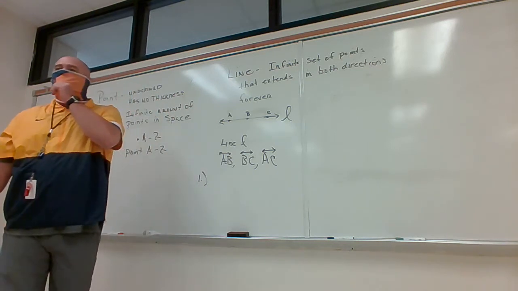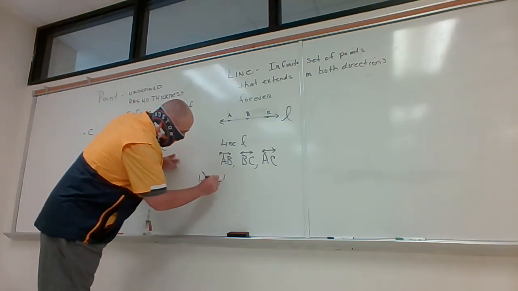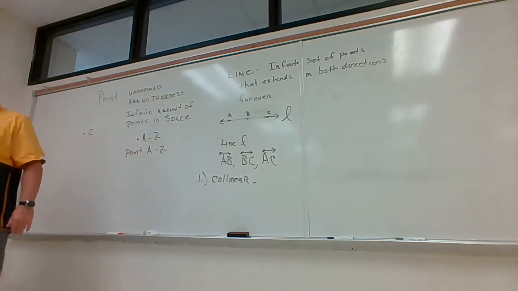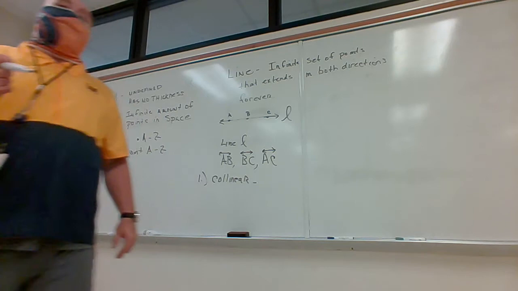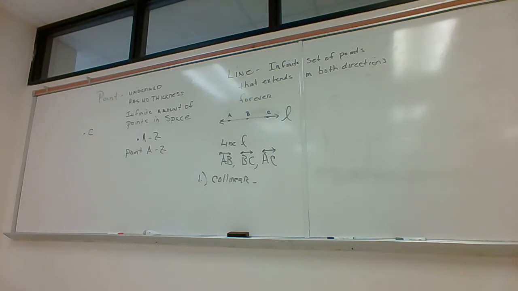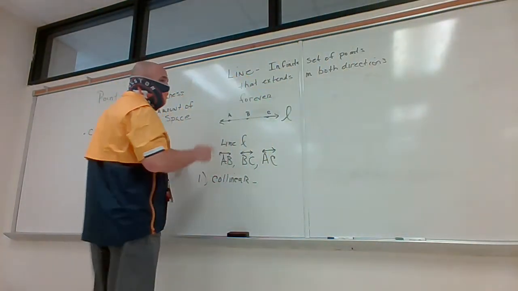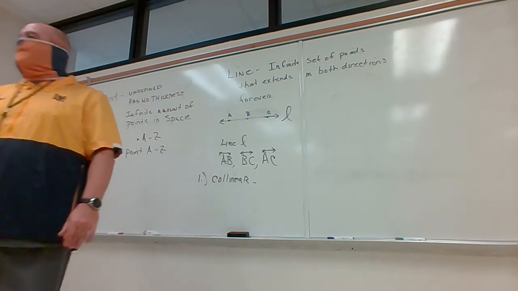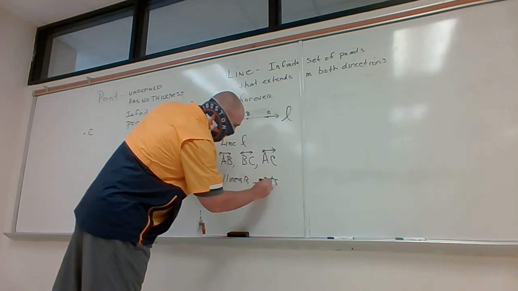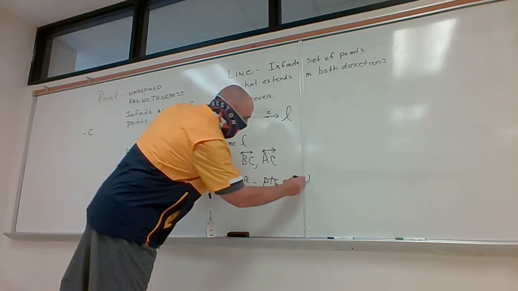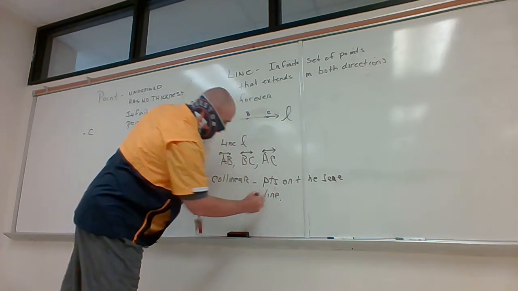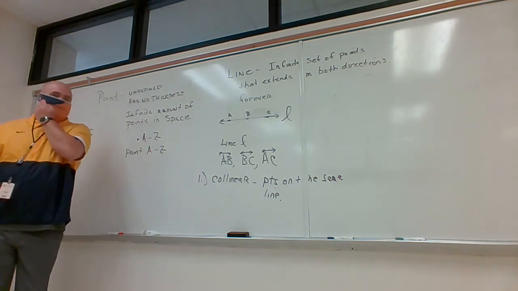Subpoint. Number one subpoint. I have the word collinear. Does anybody know what the word collinear means? Anybody know what the word linear means? What does linear mean? Line, doesn't it? Collinear means same. So here's what we're going to say. If 2 points are collinear, they exist on the same line. Okay? Collinear means points on the same line. Points on the same line.